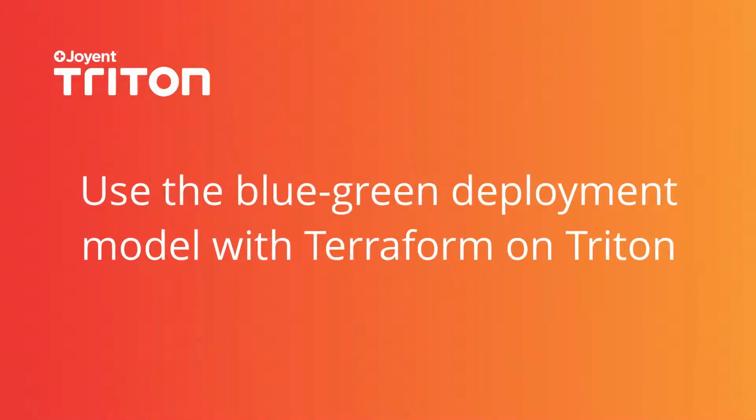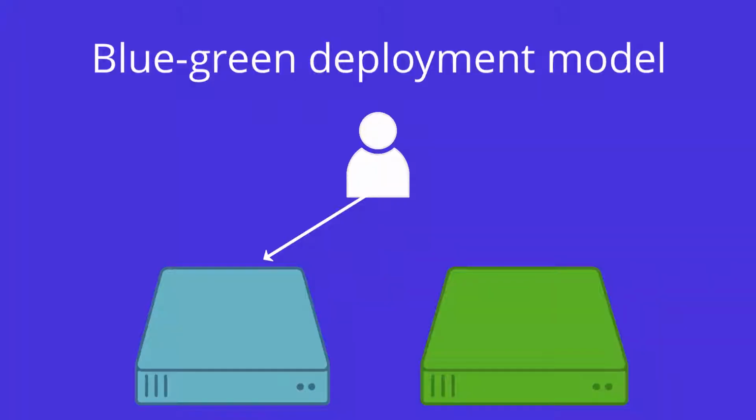Deploy your applications with confidence by using the blue-green deployment model with Terraform on Triton. In this model, 2 versions of an application are maintained. The colors blue and green are representative of different versions of an application. In our case, one represents staging and the other production. Blue-green deployments ensure that you can predictably release updates without disruption to your customer experience.